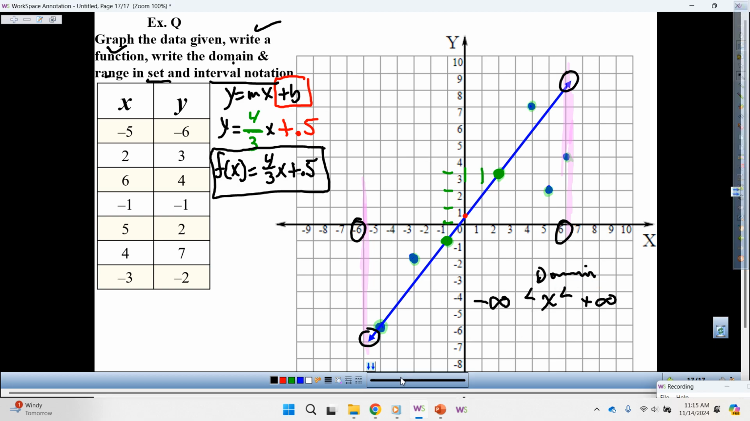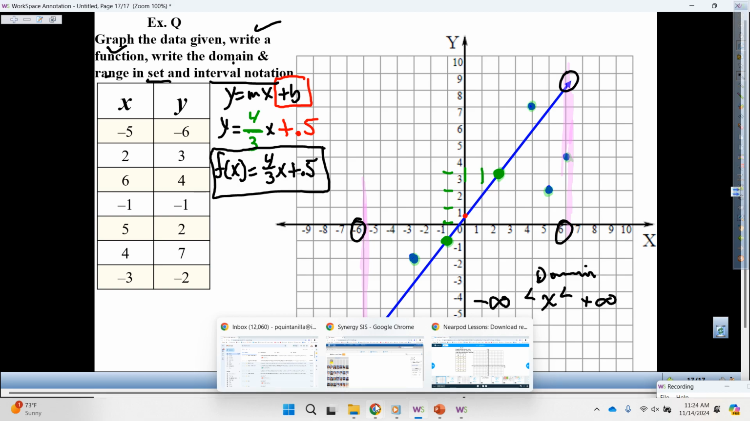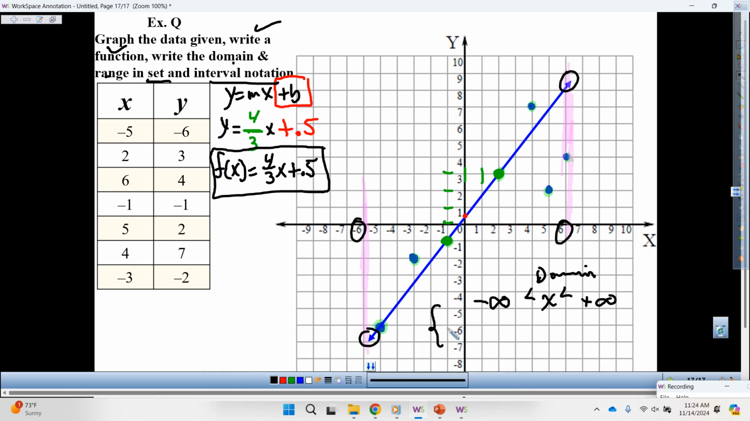All right, can you give me the set notation? Renzo, go. Such that negative. All right, and we need an interval notation. Pass someone. Joseph. Joseph, let's go.